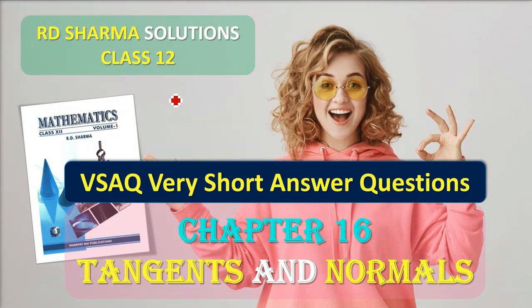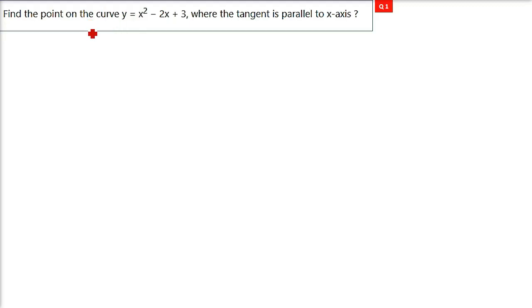We are taking R.D. Sharma solution, chapter number 16, tangents and normals. And this is VSAQ, very short answer questions. Find the point on the curve. This is the curve where the tangent is parallel to x-axis.